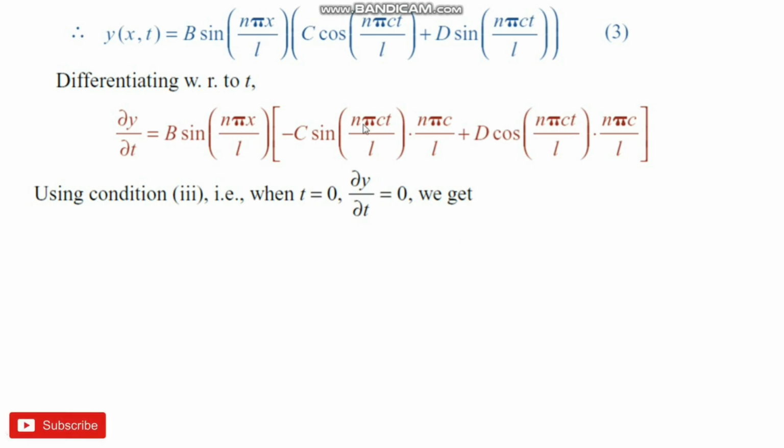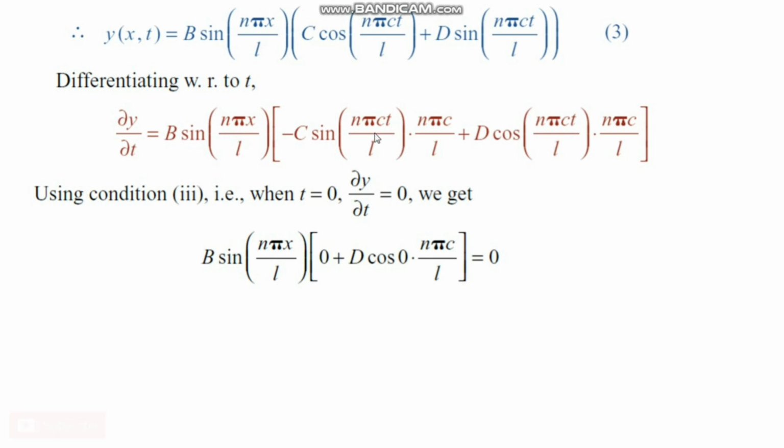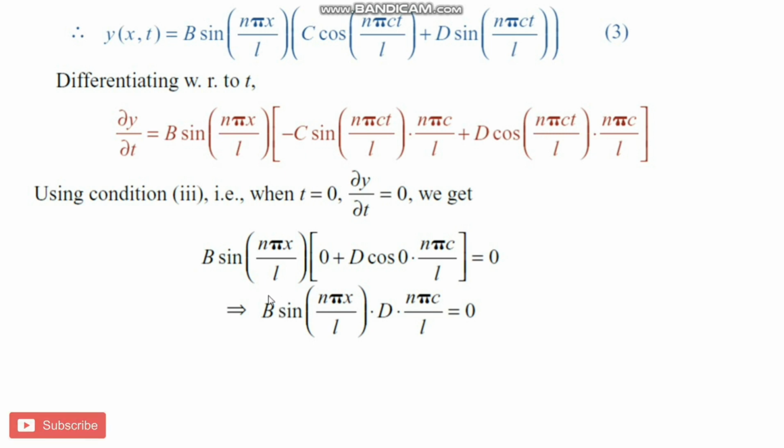Those are two 0 conditions. The third 0 condition is only the initial velocity condition. When t is equal to 0, ∂y/∂t is 0. We will get b sin(nπx/L). When t is equal to 0, it will be 0 sin 0 plus, when t is 0, cosine 0 times nπc/L equal to 0. b sin(nπx/L) d nπc/L is equal to 0, since cosine 0 is 1.